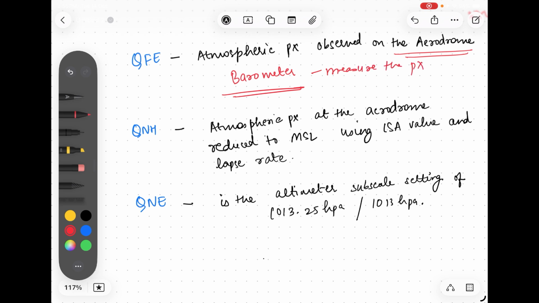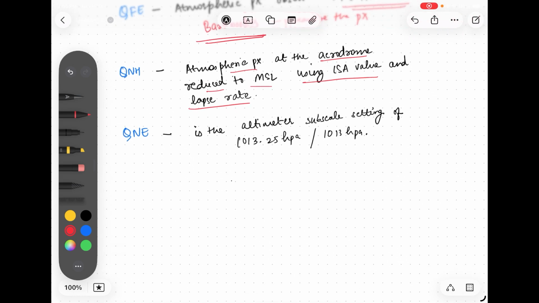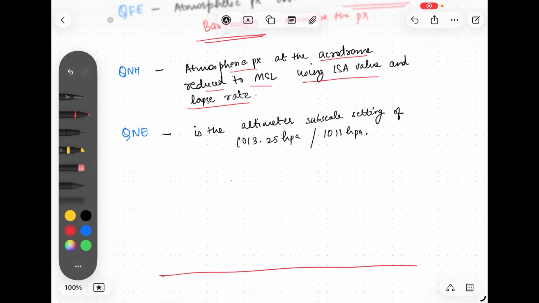Then QNH, the definition says, is the atmospheric pressure at the aerodrome reduced to mean sea level using ISA values and lapse rate. What is the lapse rate? The lapse rate is: every 30 feet you go higher, you lose 1 hectopascal, and every 30 feet you go lower, you gain 1 hectopascal. That's the lapse rate. Now let me explain what this definition really says. For example, this is my elevation and my elevation is maybe 90 feet.